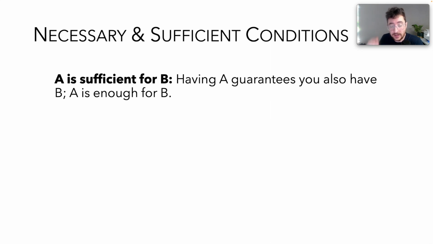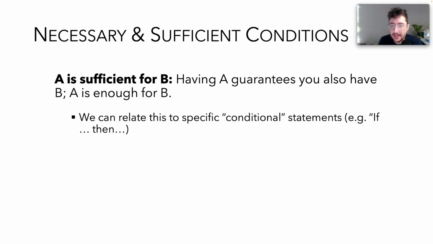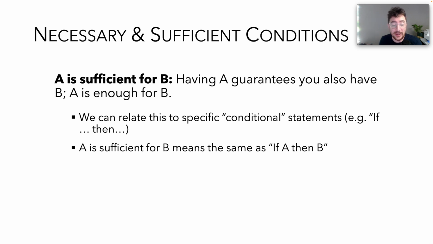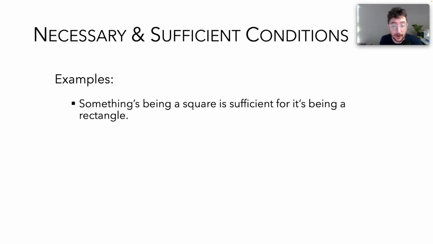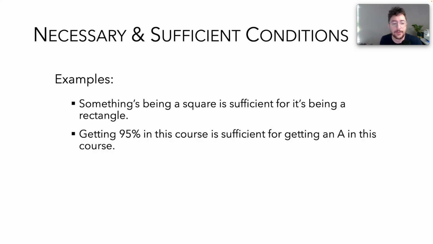Now, on the other side, we can talk about sufficient conditions. To say that A is sufficient for B means that A is enough to get B. We can relate this again to a specific conditional. When you say that A is sufficient for B, you're saying if A, then B. So let's consider some examples again. Something being a square is sufficient for it being a rectangle, because if something's a square, then it's also a rectangle.